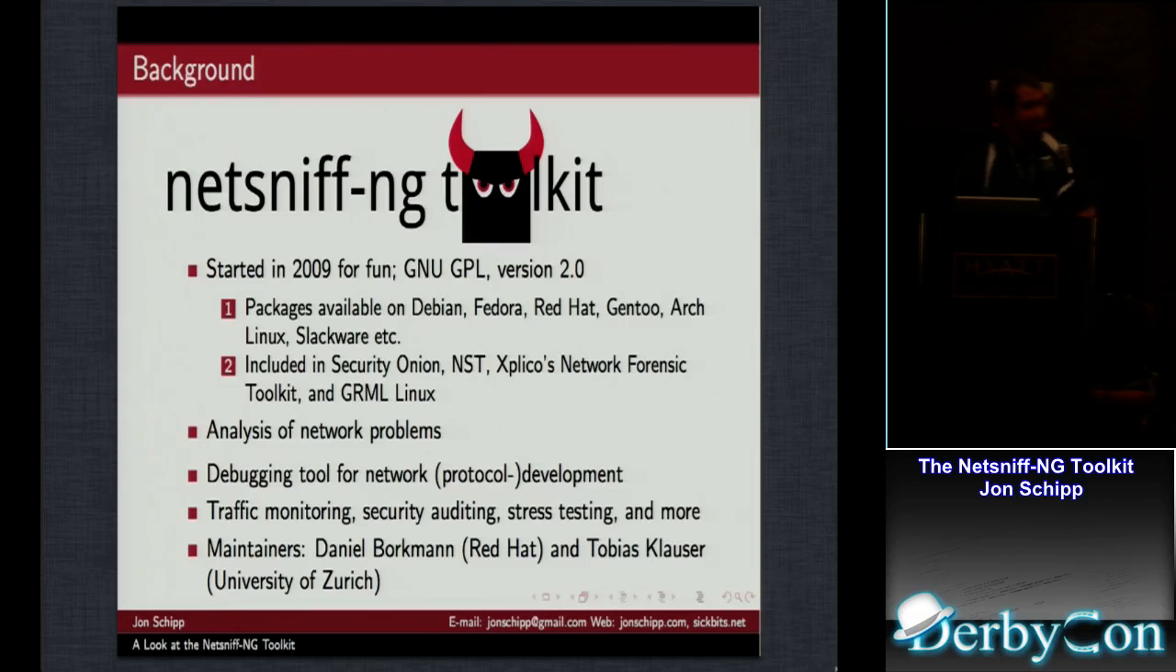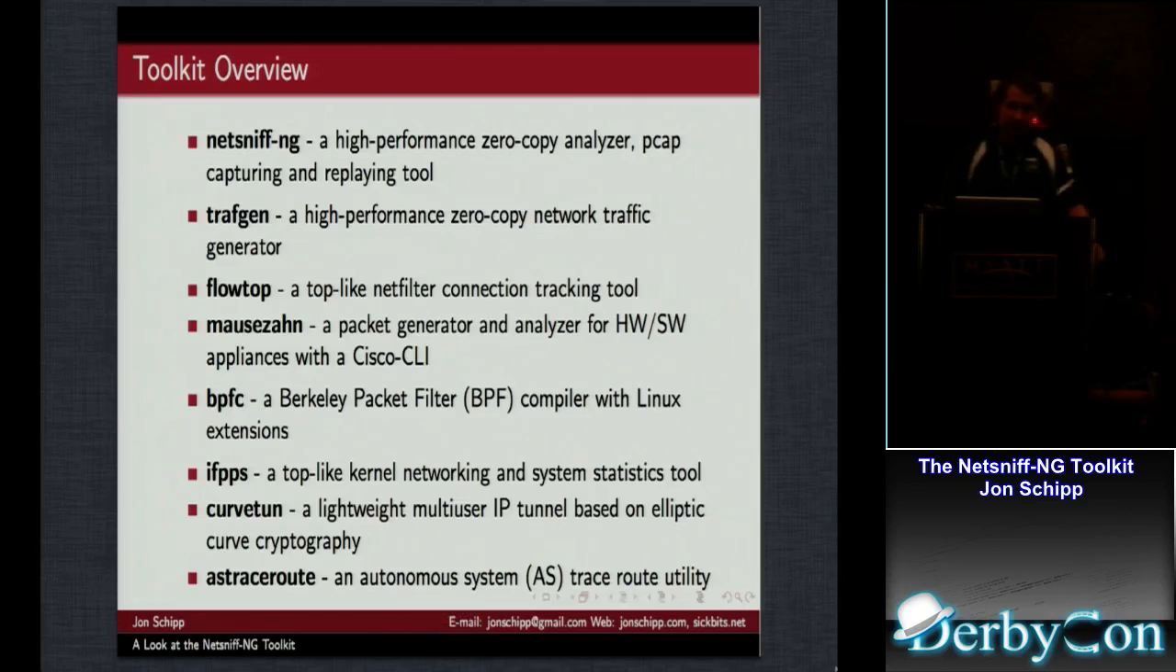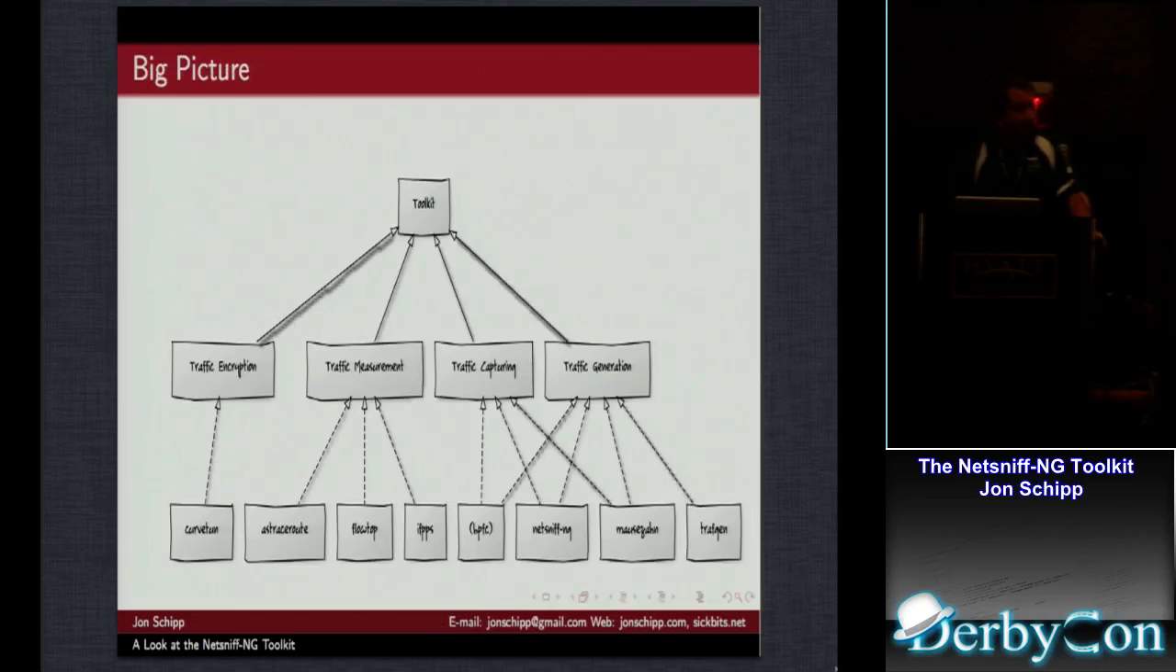So you can use the toolkit for network analysis, packet sniffing, traffic monitoring, security, all kinds of stuff like that, performance metrics. The toolkit has a bunch of tools, and you can quickly read over these if you need to. Today we'll talk about 4 of them: Netsniff-ng, TraffGen, BPFC, and FlowTop. Those are the main ones, particularly Netsniff-ng, TraffGen, and BPFC, but we'll mention FlowTop briefly. So this is the big picture. If you want to categorize what each of the tools do, this is how you would do it. This is a nice little graph that one of the guys created. Over in the traffic capturing and traffic generation areas, this is where we'll mainly be staying and talking about.